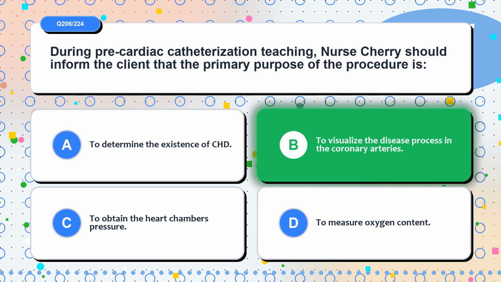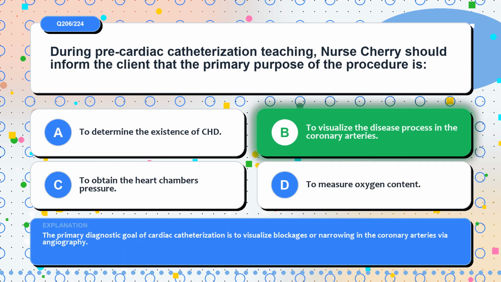The correct answer is option B. To visualize the disease process in the coronary arteries. The primary diagnostic goal of cardiac catheterization is to visualize blockages or narrowing in the coronary arteries via angiography.